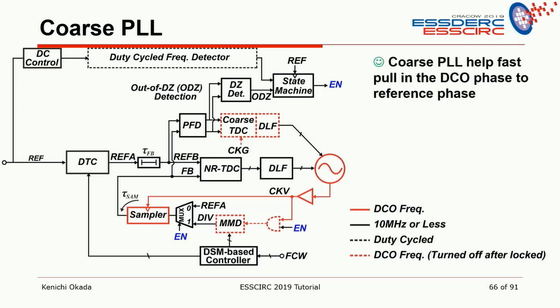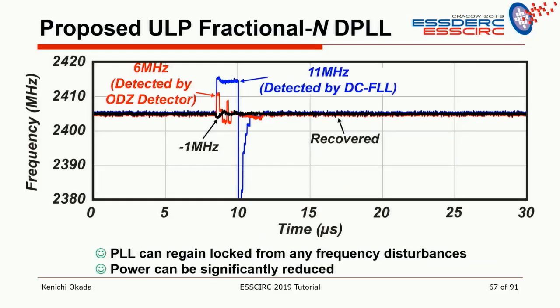This is an additional part, which I already explained. This works as a coarse TDC. This is counter-based, but a simple counter-based DTC is very power consuming. It is masked by the PFD with dead zone. Only if this signal and this signal are outside of the dead zone will this counter-based DTC work. Power consumption is less than 5 microwatt, as I explained.